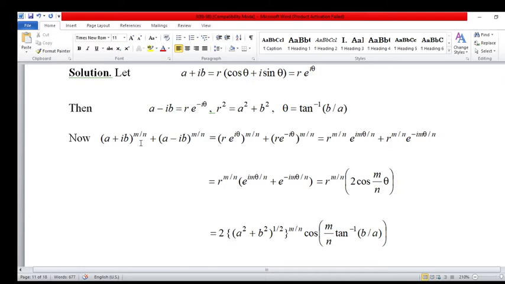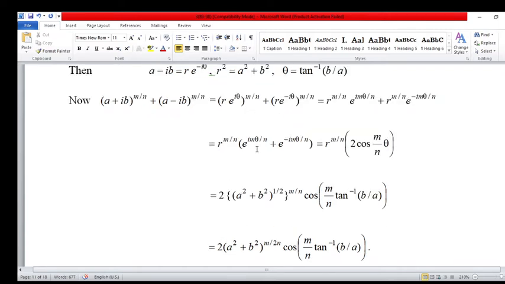So (a plus ib) power m upon n plus (a minus ib) power m upon n is equal to the value of the first complex number with power m upon n. This is the second complex number, meaning their conjugate, power is again m upon n, is equal to r and r, r is a common factor, so r raised to the power m upon n is common, and the remaining part is e raised to the power i m theta upon n, and here e raised to the power minus i m theta upon n. So r raised to the power m upon n is common, and this is the bracket.